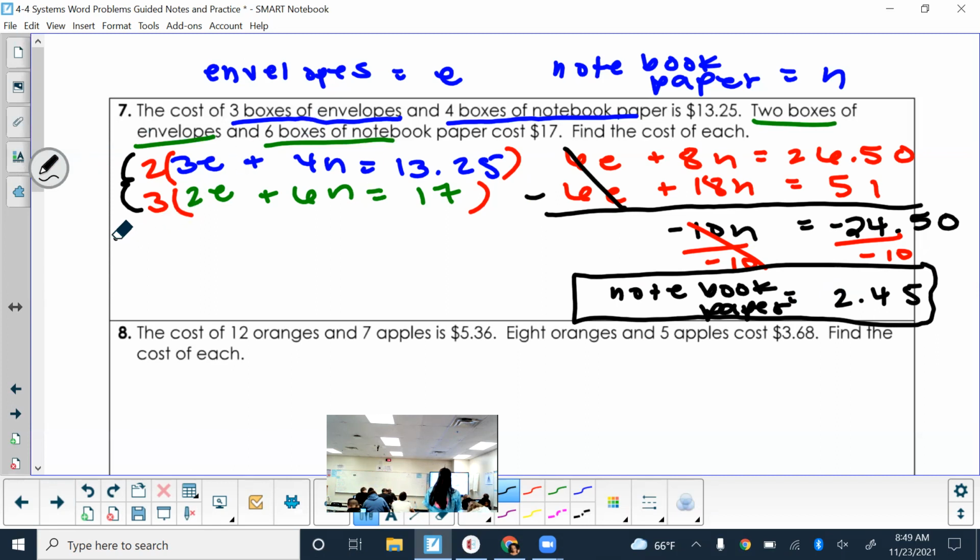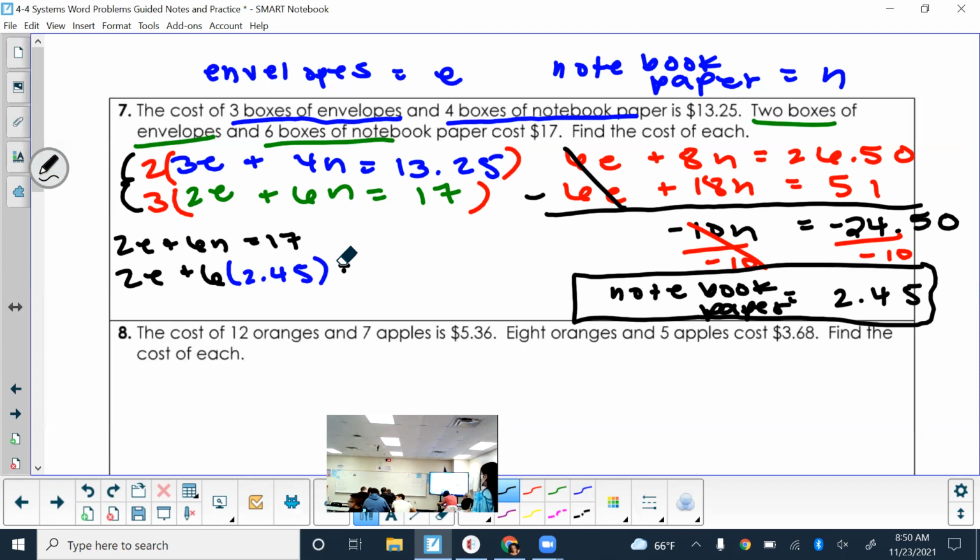All right, so we have 2e plus 6n equals 17. And we plug in 2.45 where n is. What is 6 times 2.45?